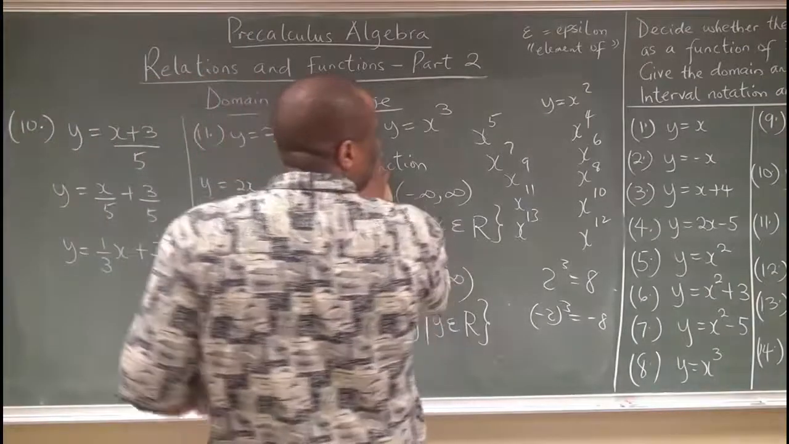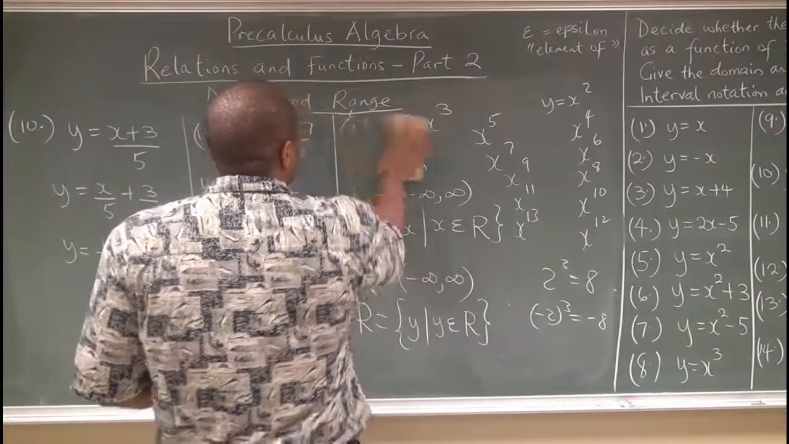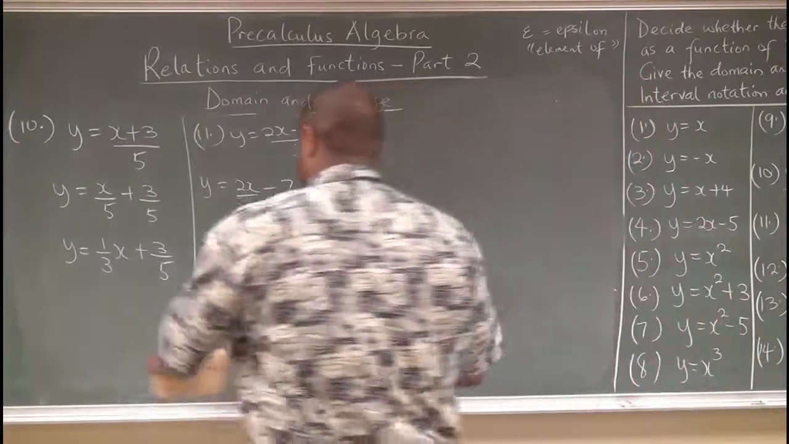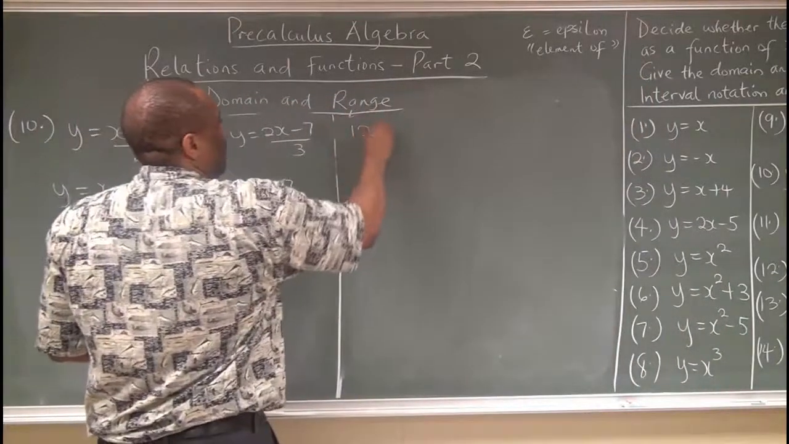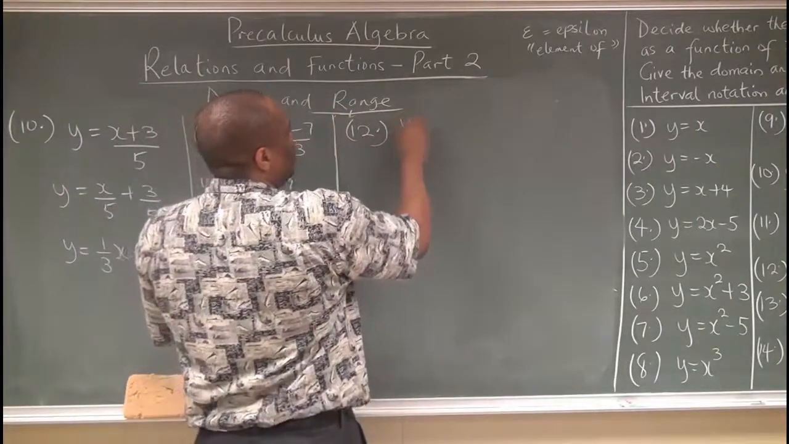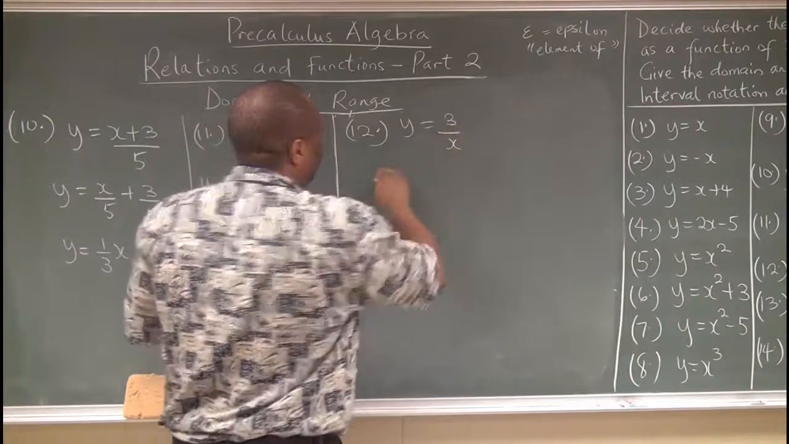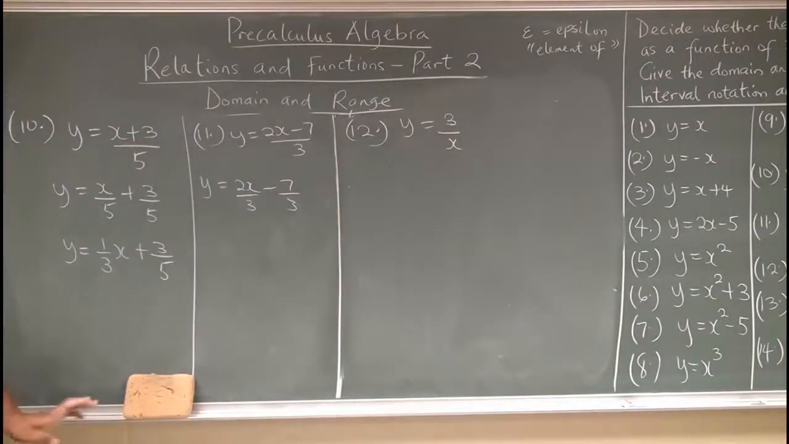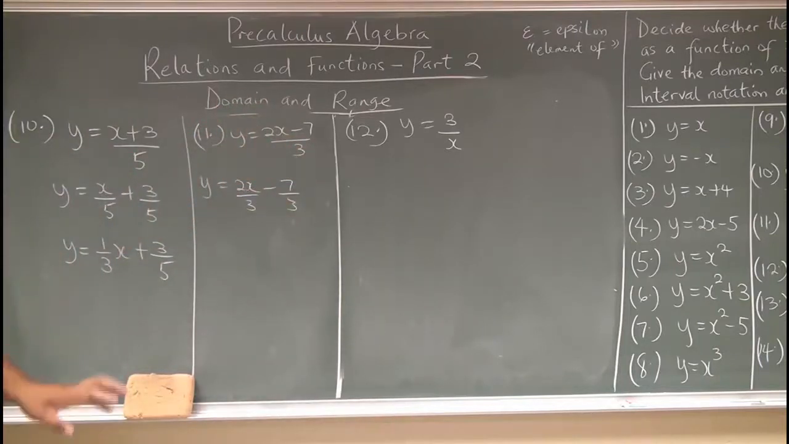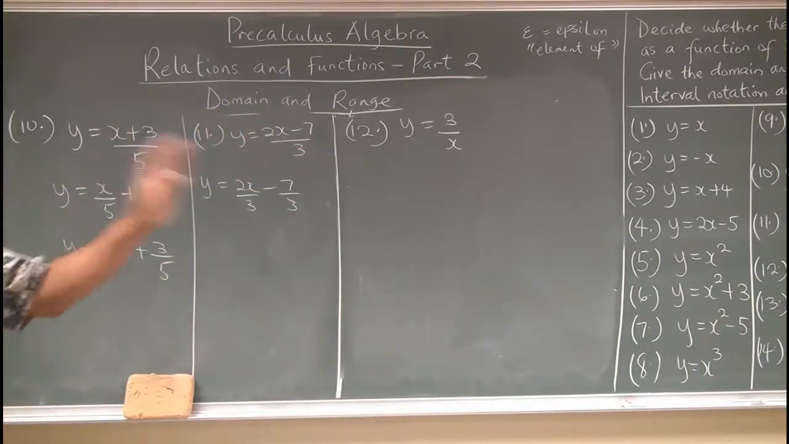Question 12. y equal to 3 over x. Now, this is a function, of course. The earlier ones were linear functions. Now, 12 is also a function, but here you have the x as the denominator.